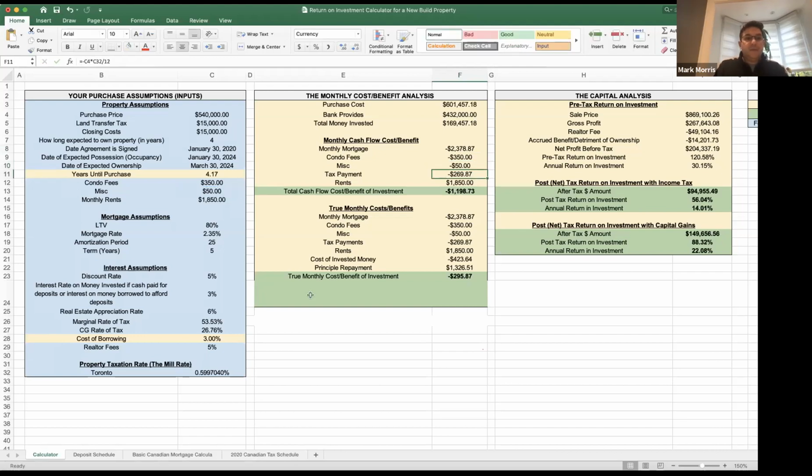There we go. We have our miscellaneous payments of $50 a month, and we have our tax payments of $269 a month. TEL has generously reduced our rents to $1,850. Thank you, buddy. And as a result, if we add up our monthly expenses, we are going to find out that every single month we lose $1,200 on this investment. Yowza.